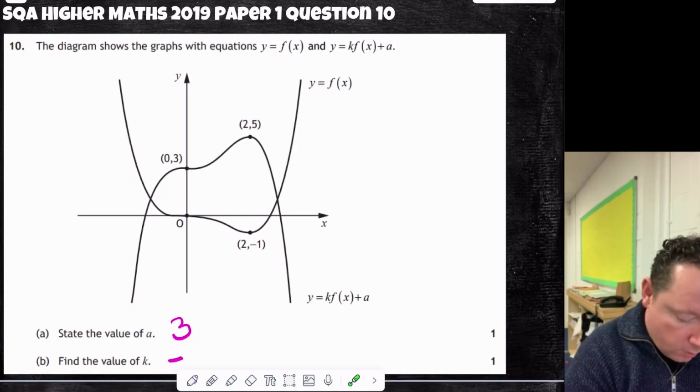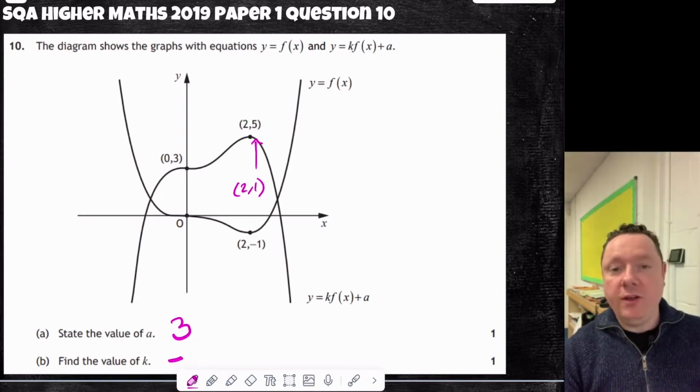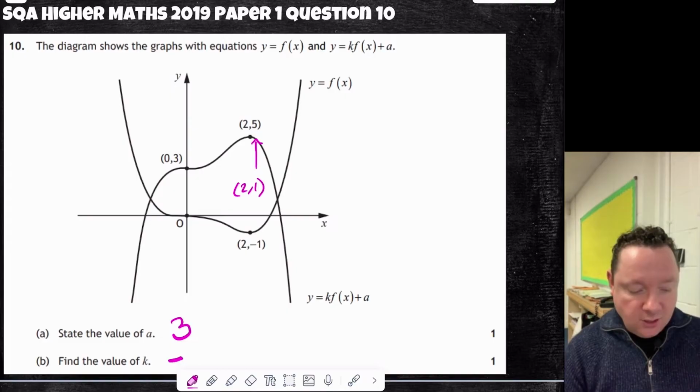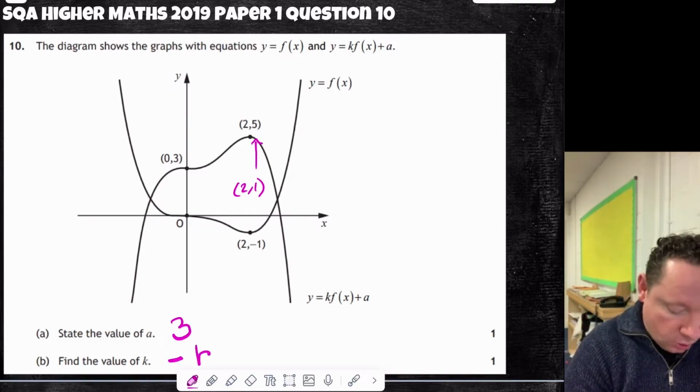And how much? Well, just imagine if you flip this graph upside down, then you will be kind of drawing it like this. So this point here, 2 minus 1, will become 2, 1. So let me just take a note of that. That would kind of go up and become 2, 1 when it's upside down. But then we move up to 5. Now, even if I add 3, I don't get 5. So 2 times 1 is 2, plus 3 is 5. So that means k is minus 2.